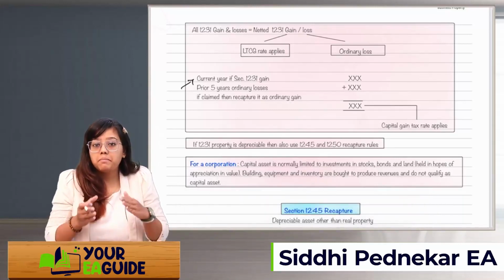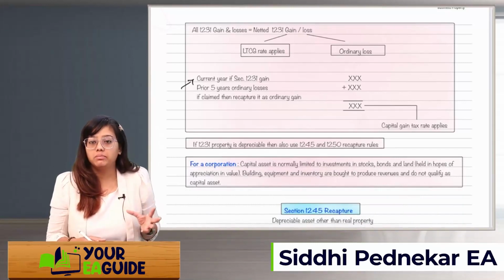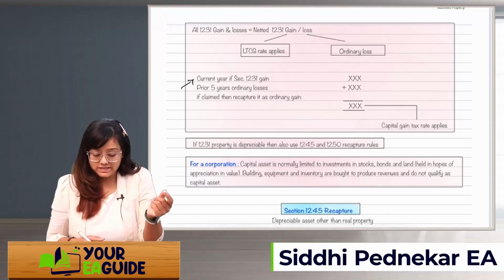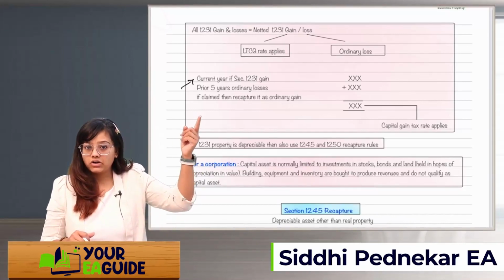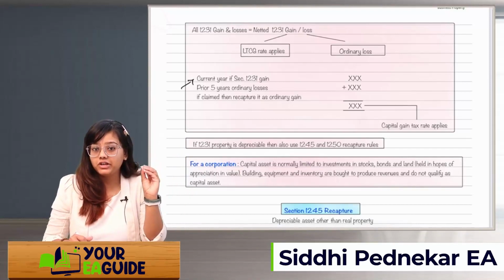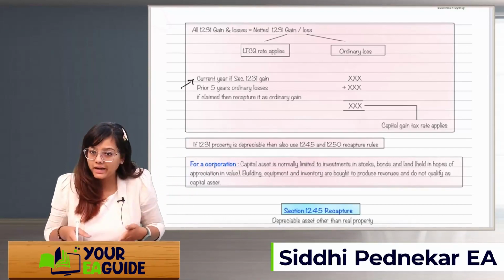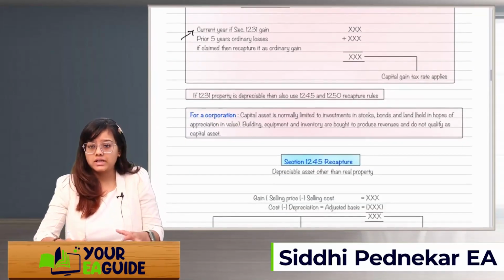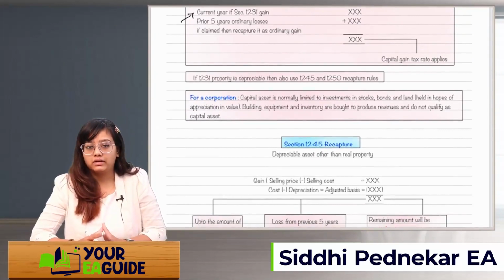plus any prior year ordinary losses which you might have recorded in the books as an ordinary loss, not as a capital loss. All those losses will be added over here. You can see, it's your current year 1231 plus your 5 years prior ordinary loss. Only 5 years will be considered. Prior to 5 years, those ordinary losses will not be added back. Whatever is your remaining amount, that will be called a capital gain, and the capital gain tax rate will be applicable to that.